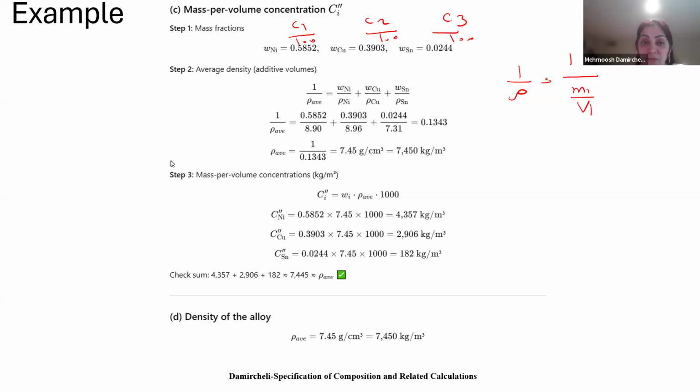Okay, we found WNi, WCu, and WSn. For each of them substitute the rho average we calculated here, times 1,000, and you see the concentration for each of them. And the density for the alloy, we calculated that previously, no need for any new calculation, only substitute from here, and it is for part D.